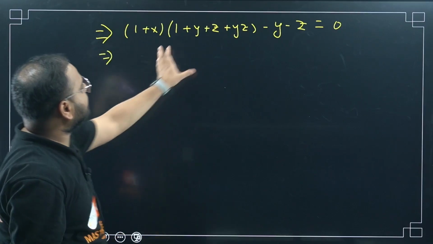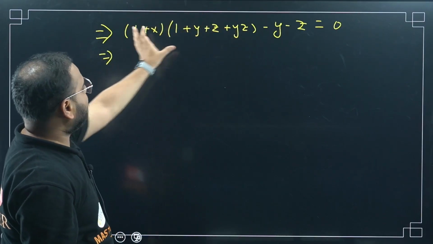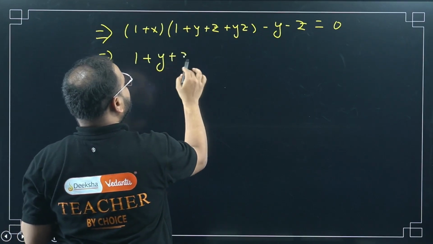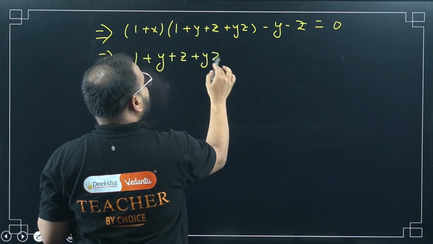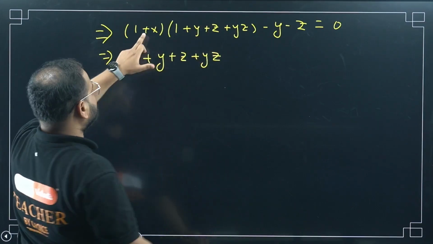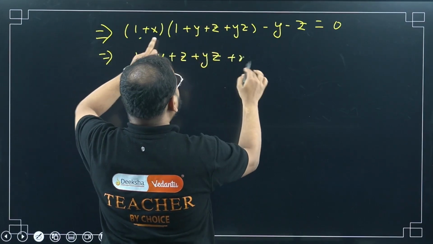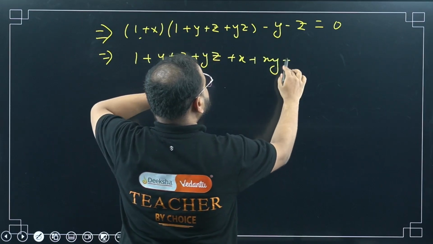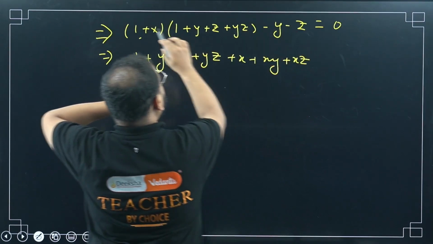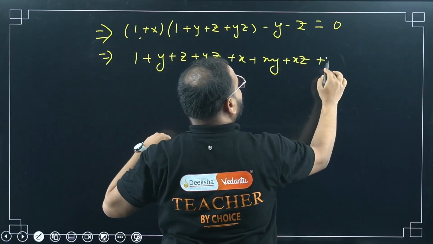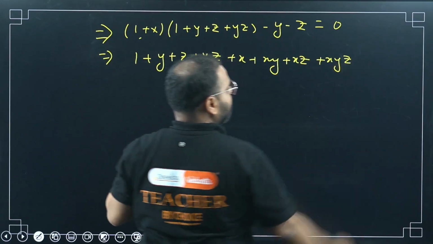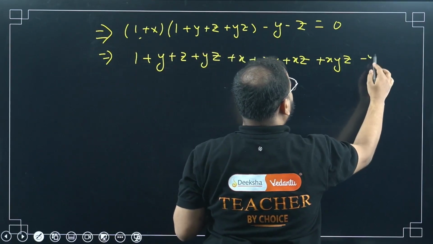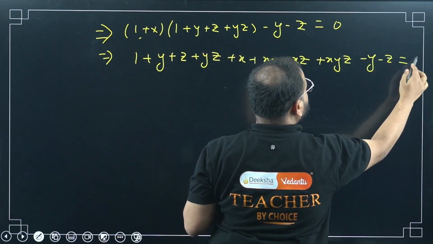So first I will multiply this entire bracket with 1. I'm going to get the same bracket. So let me write it here first: 1 plus y plus z plus yz. Now I'm going to multiply the entire thing with x. So x with 1 is x, with y is xy, x with z is xz, and x with yz is xyz. This is the expansion now. Now I'll write the remaining terms: minus y minus z equals to 0.